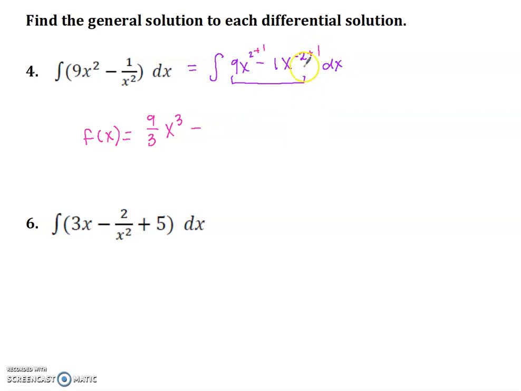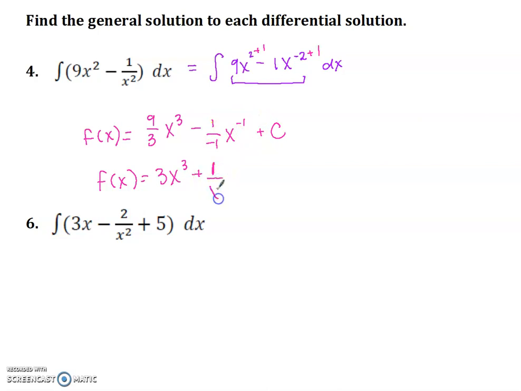minus, here when I add 1, negative 2 plus 1 is negative 1. So this will be minus 1 divided by negative 1, x to the negative 1, plus c. And then I'm going to reduce my coefficients. So 9 over 3 is 3. This is negative 1 divided by 1, which is going to be positive 1. So this is 1x to the negative 1.